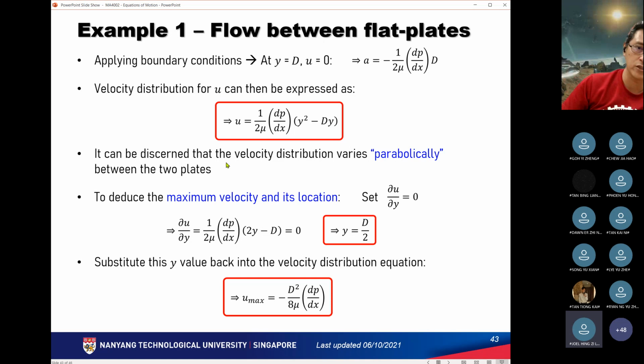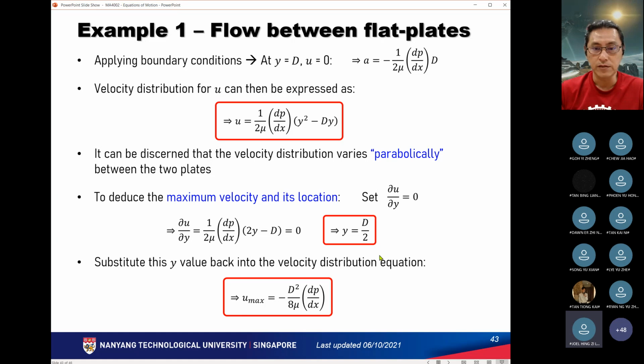Now there's plenty of stuff that we can do once we have gotten this expression. For example, we can make use of this expression to deduce the maximum velocity in the flow. Surely it must be at the center because of the parabolic nature, but what's the expression? This is what we're interested in. So we can make use of this expression to get the maximum velocity and where the maximum velocity actually happens. Now, how do you find maximum and minimum points? Just do a partial differentiation and set it equal to 0.